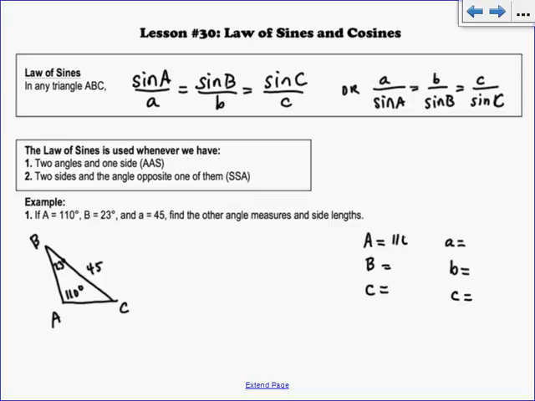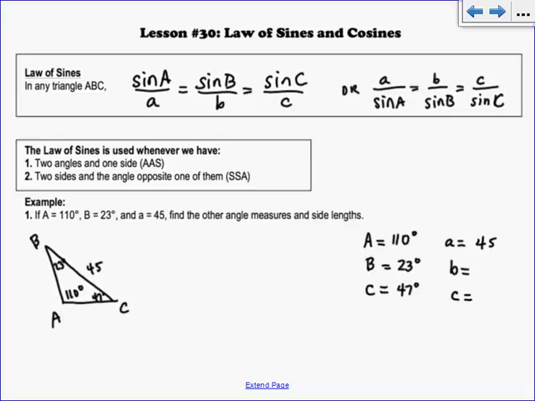So we have angle A and we have angle B. Can we get angle C? Yeah, if I add those together, I get 133. So if I subtract from 180, what do I get? 47. Okay, so we're good. So this is going to be 47 there. All right, and then we have little a is 45. So we really only have to find 2 things, B and C.